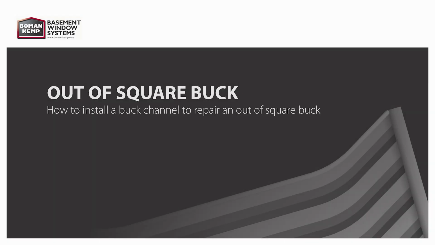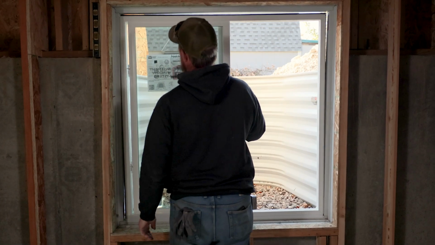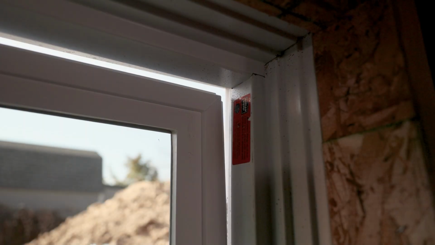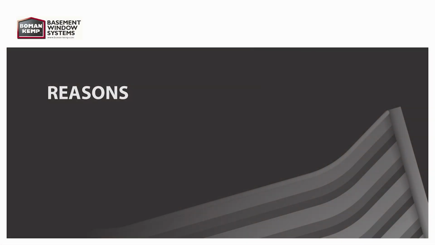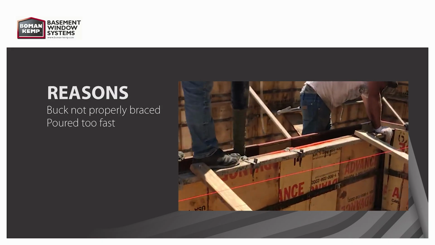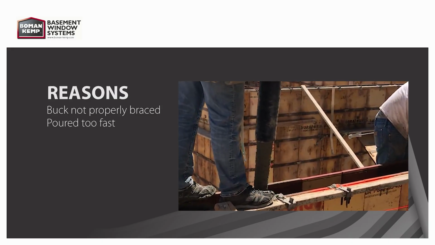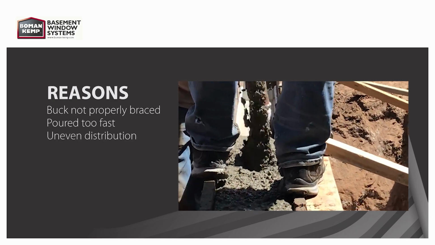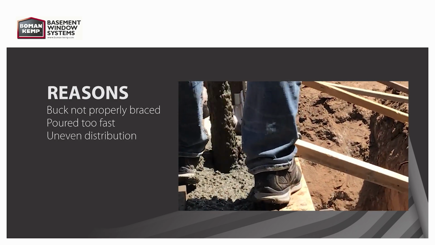How to install a buck channel to repair an out-of-square buck. Occasionally, an Easy Buck can become racked or out of square during the pouring of the concrete wall. There are several reasons this might happen. The buck was not properly nailed and braced, the pour was too fast, or during the pouring process, concrete was not evenly distributed around the Bowman Kemp Easy Buck.